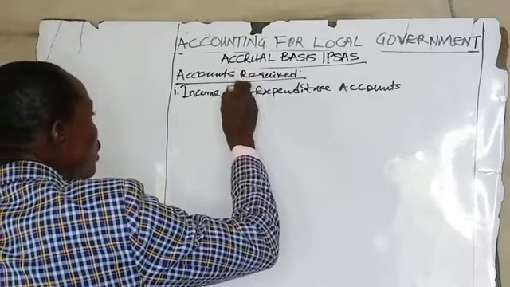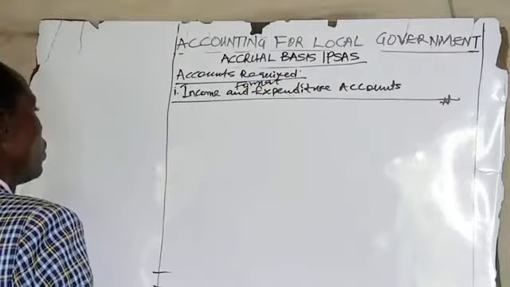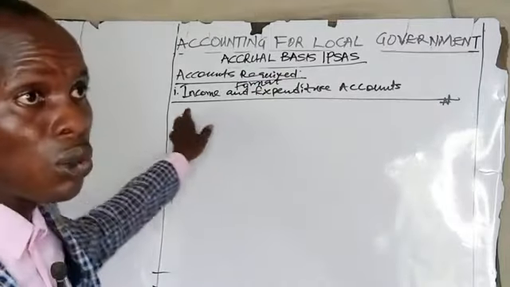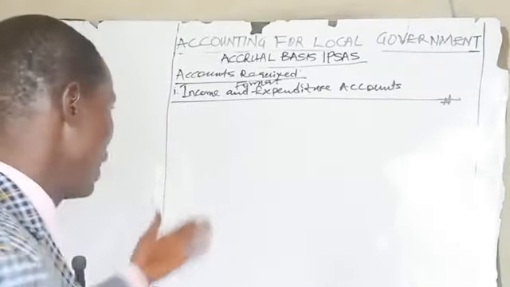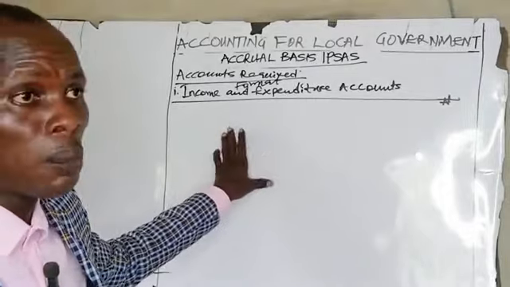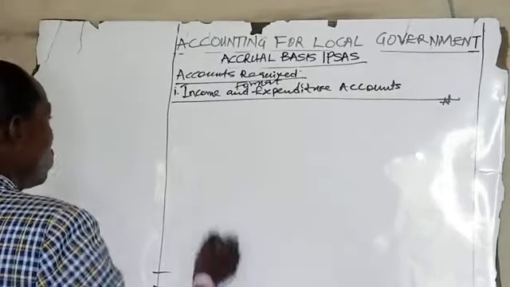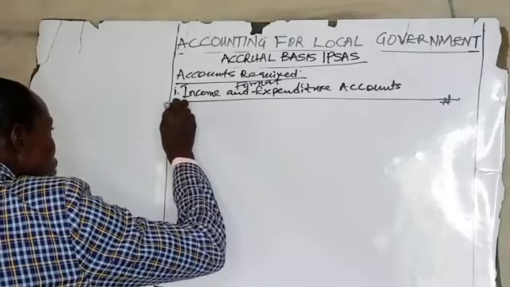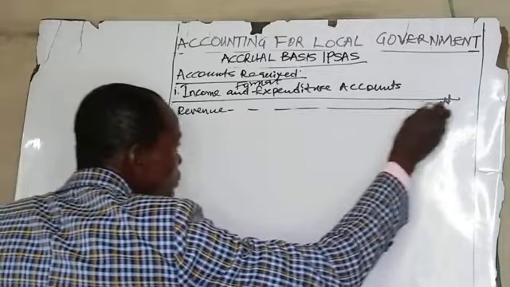Format of income and expenditure accounts. It is possible the local government may be operating a restaurant or bar. In that case, we need to prepare bar trading accounts. You know the format for trading accounts. So you start with revenue: revenue from sales of bar.